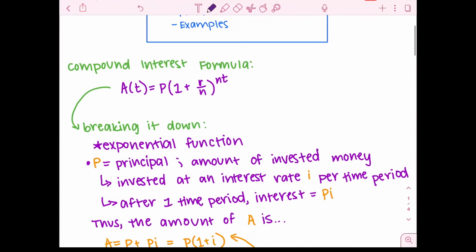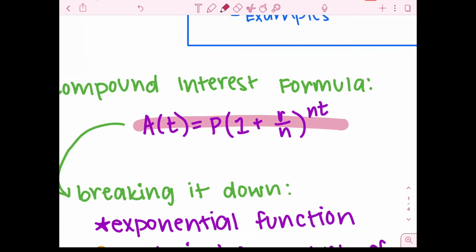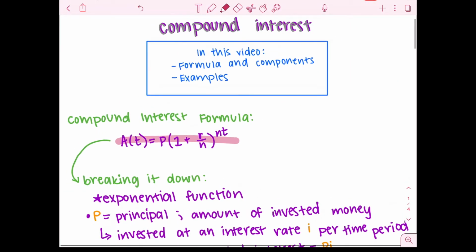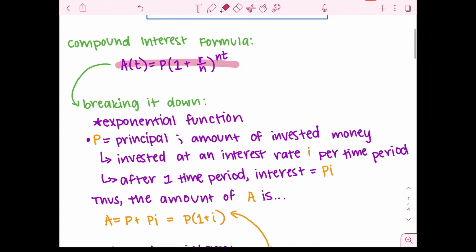We're going to hit it off right with the compound interest formula. So if we're looking at the formula here, it's A of t is equal to P times (1 plus r divided by n) to the power of nt. I know that sounded really confusing and I don't expect you to understand it all right now. Hopefully at the end of this video, you will be able to understand this complex formula. Now we're going to get into breaking it down, so really understanding this formula.